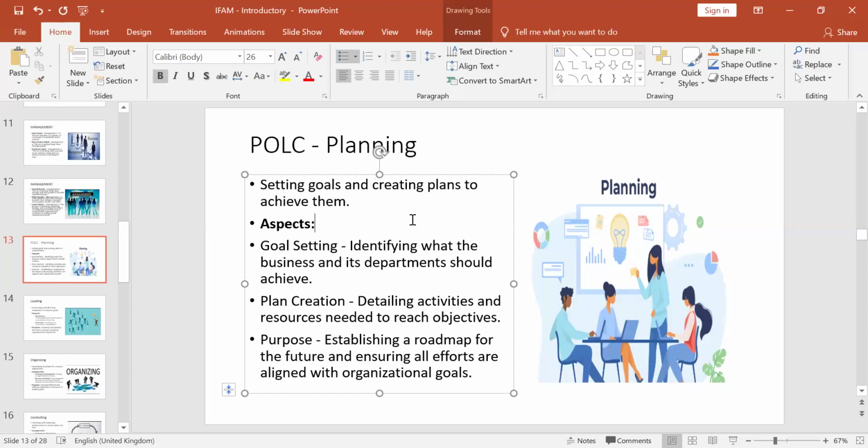So what is planning? In business management, when you are planning, you are setting goals and creating plans so that you achieve them. So you don't set plans that are not achievable. You don't set plans that are walkovers. You do not set plans that do not serve the purpose of the organization. So you set plans with a purpose in mind. And the aspects involved in planning as management are to identify what the business and the departments should achieve. Then you plan the creation of those plans, where you come up with detailed activities.